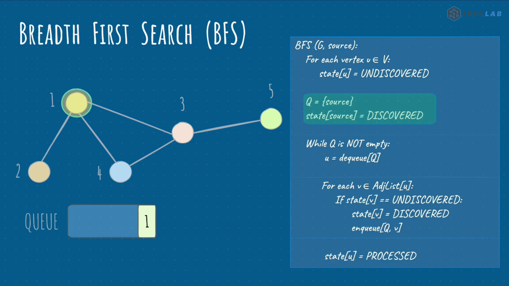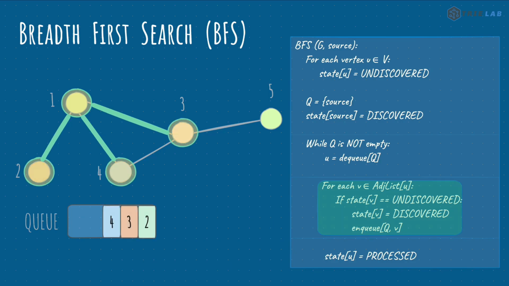And now something interesting happens. We enter a while loop where we keep doing certain operations for each of the elements in the queue. First, we pop out an element and we discover all its adjacent nodes. For example, for node 1, we explore all its adjacent nodes all at once, and we push all these newly discovered nodes into the queue. And after that, we mark node 1 as processed.